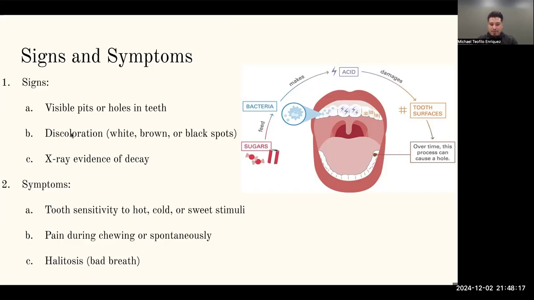And some symptoms, you'll have sensitivity to hot and cold and sweet stimuli. You have pain during chewing or just pain spontaneously throughout the day. And you have halitosis, which is bad breath.